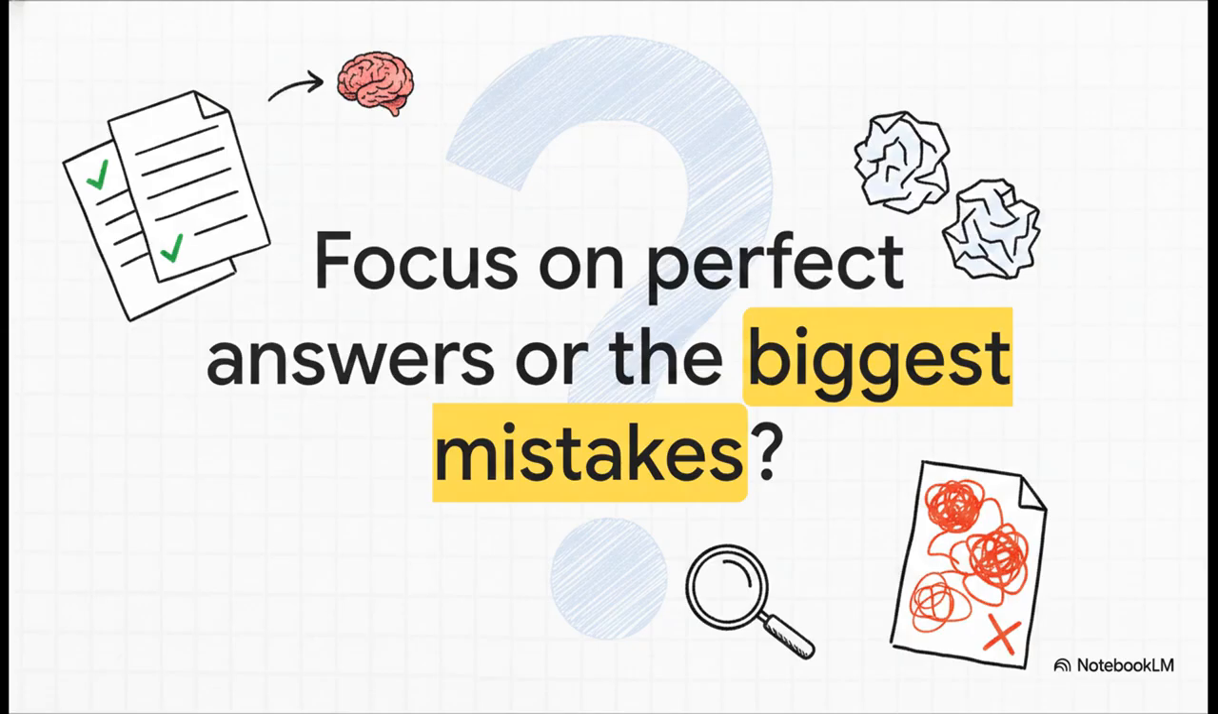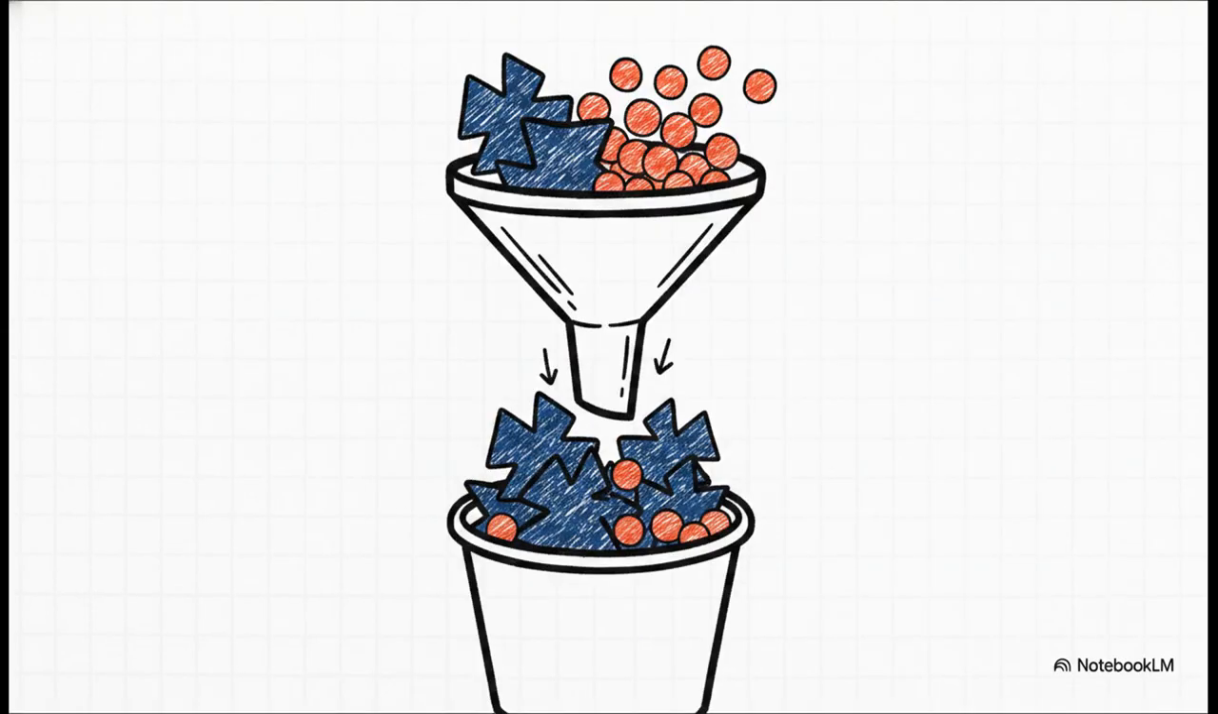Imagine you're a teacher grading 10,000 exams. Do you meticulously review the papers of the students who got everything right, or do you focus your attention on the students who completely misunderstood the material? The ones making mistakes are where the real learning opportunities are, for sure. Well, LightGBM applies this exact logic through a feature called GOSS, or gradient-based one-side sampling.